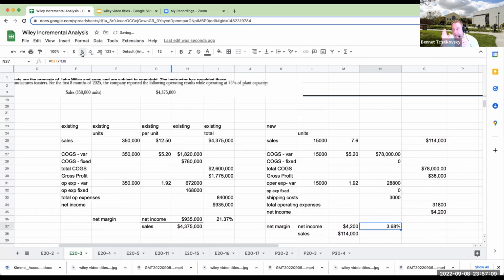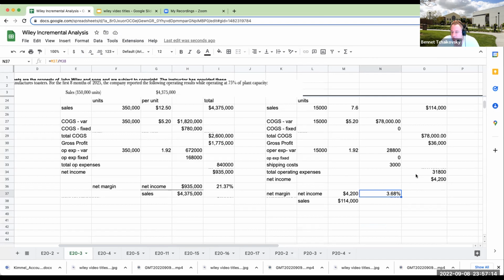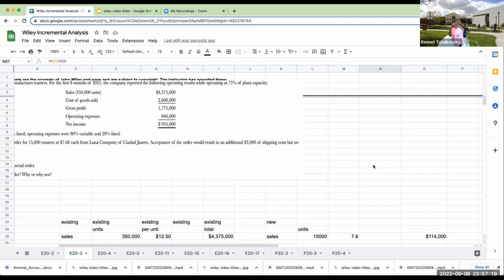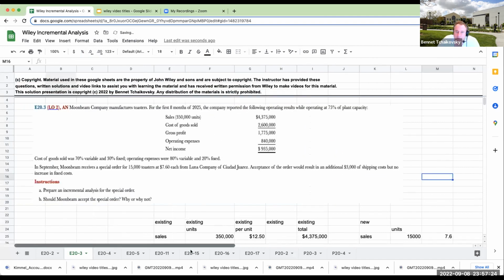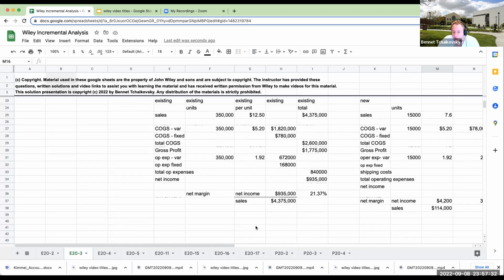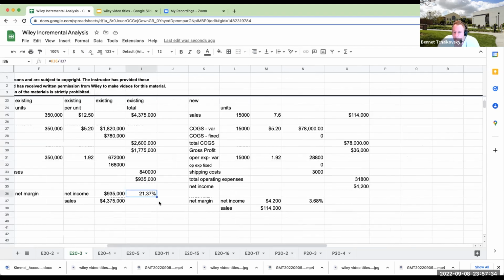Now, would you want to take this kind of potential margin? What you don't know is, can we go through and accept this? And should we accept it? I would say absolutely not. Why not? Because you're making 21.3% net margin on your existing business. Your new business is only coming in at 3%. This is too much of a discount.